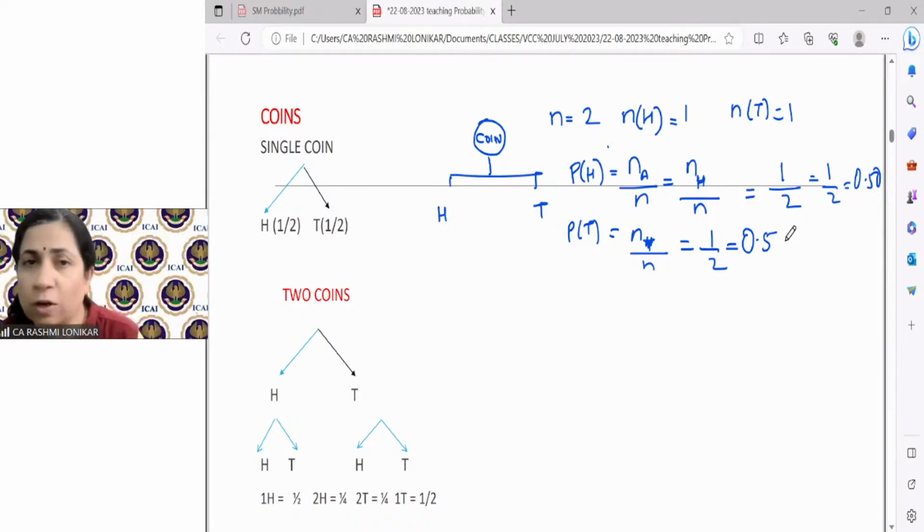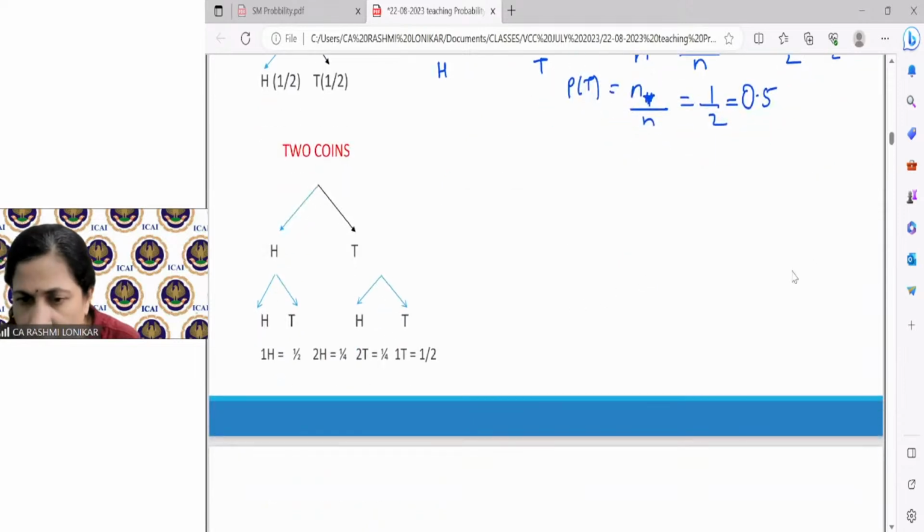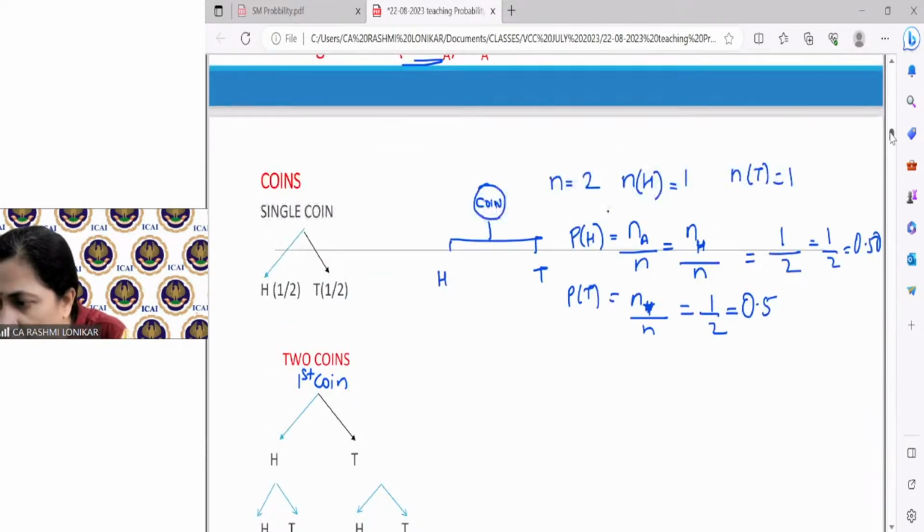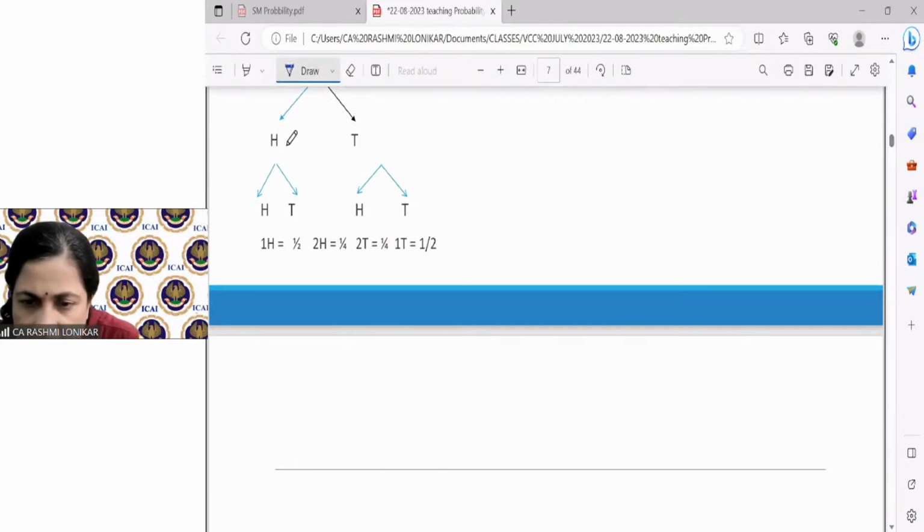Now let us go to two coins. What happens if I simultaneously flip two coins? First we are going to talk about the first coin and then the second coin. When I flip the first coin, I can get a head or a tail. The probability of getting a head is half. The probability of getting a tail is half. So getting a head is 0.5, getting a tail also is 0.5. 0.5 plus 0.5 is 1. Always appreciate that the addition is coming to 1.